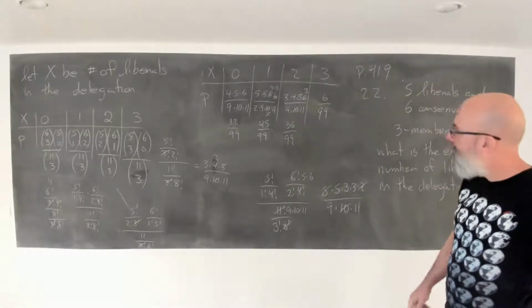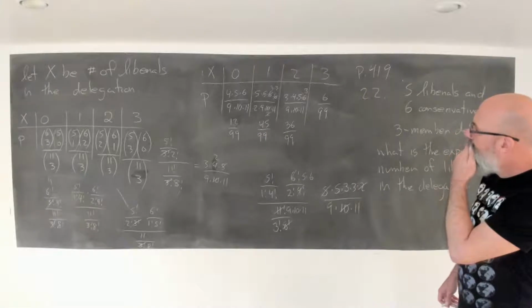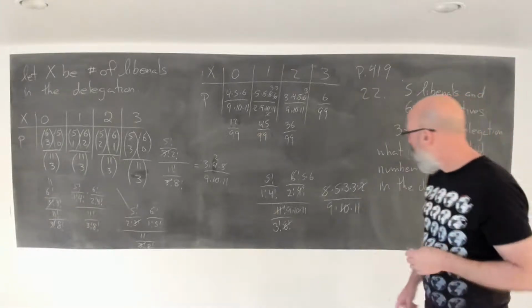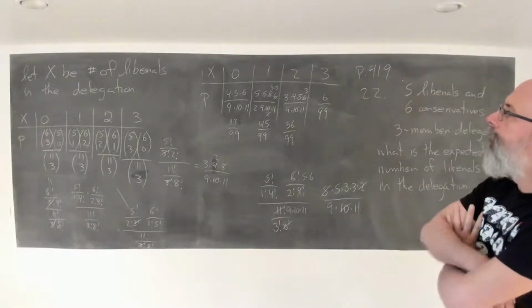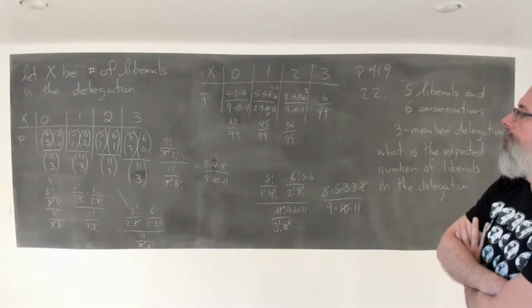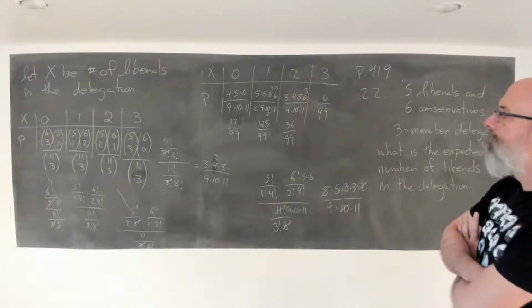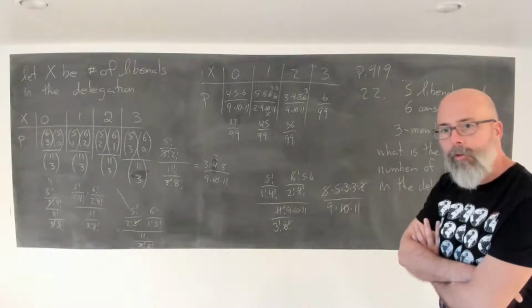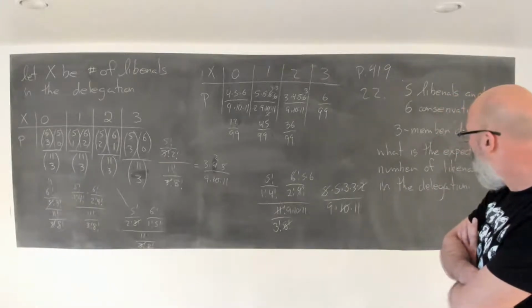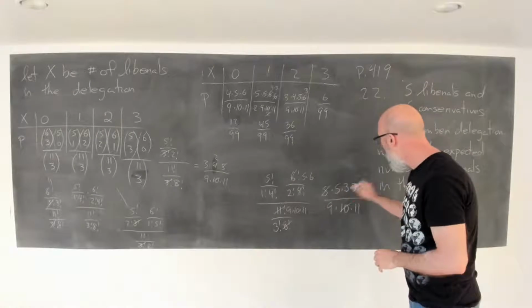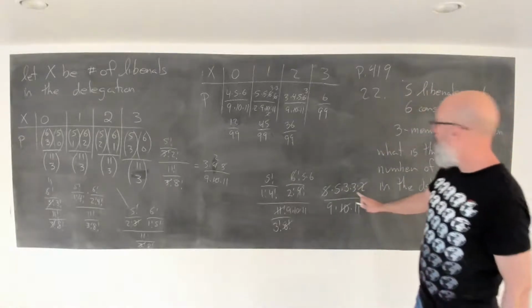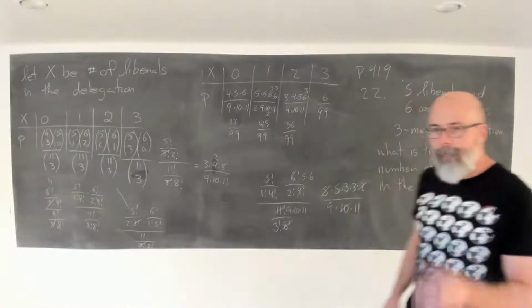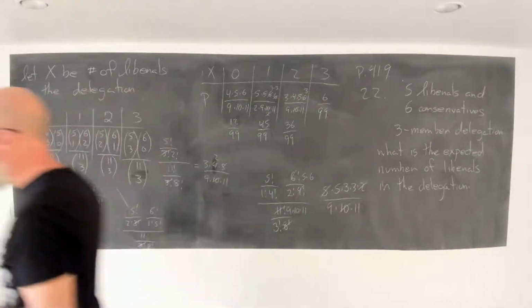What am I doing wrong? Where 3 times 3 is 9. 9. Thank you. 3 times 3 is 9. 9 times 5 is 45. Nice catch. Thank you, Joseph.